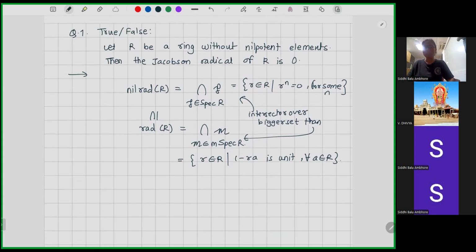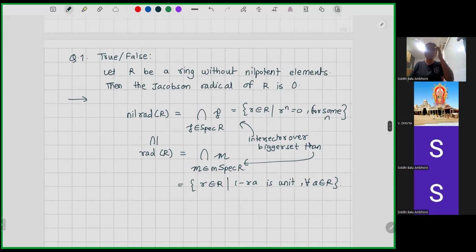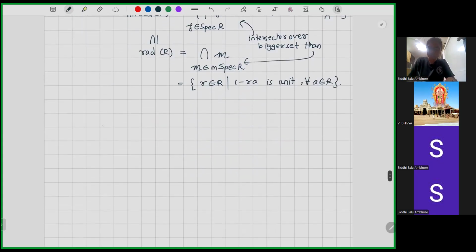This statement is not true, because if we have a local integral domain, or local domain, in that case it will always have a maximal ideal, and that maximal ideal will be unique. So when I take the intersection of all M in the maximal spectrum of R, it will be just that unique maximal ideal M of that local ring. In this case, we have to find an example where the ring R is without nilpotents.